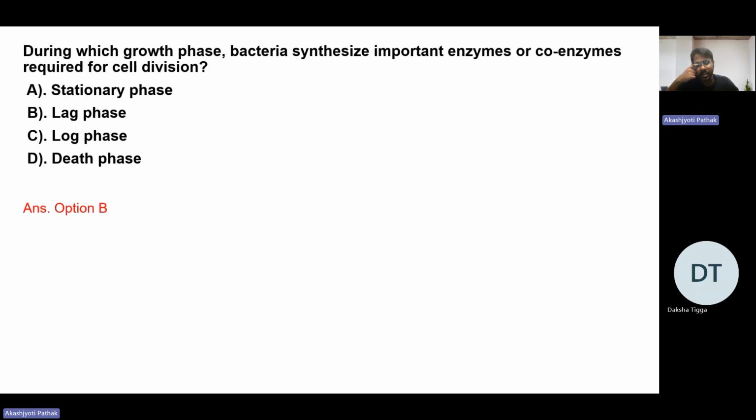During which growth phase do bacteria synthesize important enzymes or coenzymes required for cell division? So it is during the log phase. The log phase is observed when the bacteria will start to multiply, and it will start to synthesize the essential enzymes, the RNA, the protein that is required for the growth and division of the bacteria. So the answer is log phase. Sorry, lag phase. Lag phase. This is the lag phase where the bacteria will synthesize the important enzymes and coenzymes which are required for cell division.